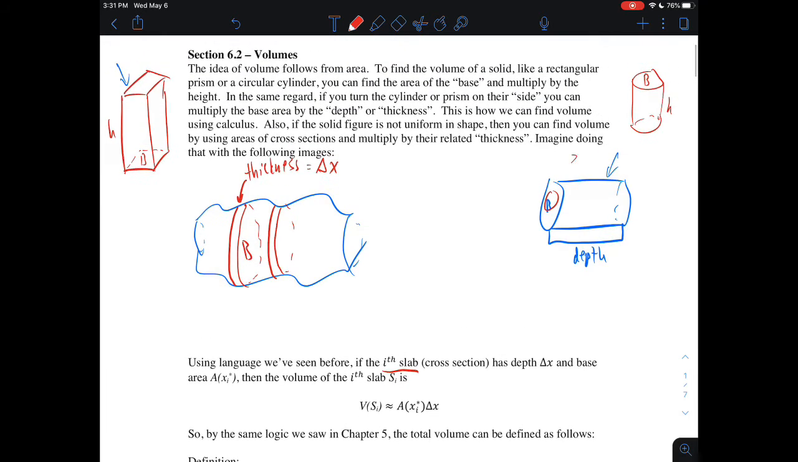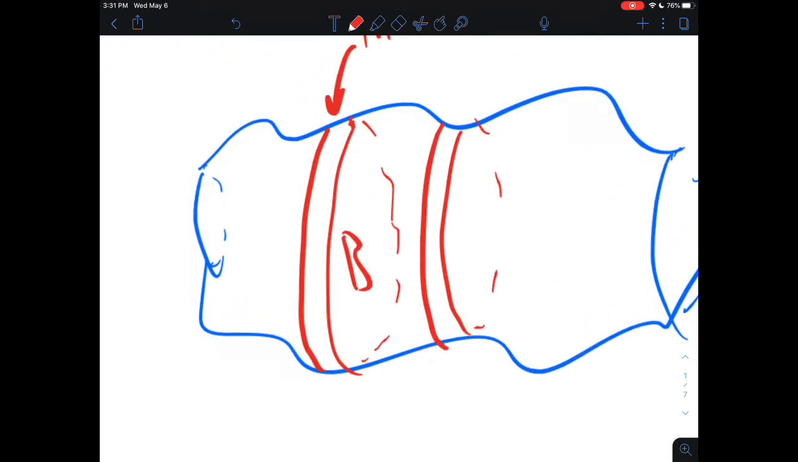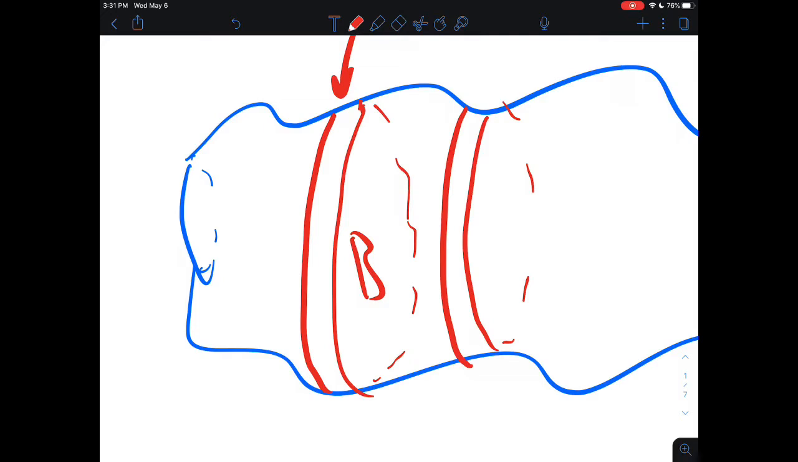Same idea as we have with the cylinder. You could take the base area of the circle and multiply by the thickness or the depth, but now you can do this with other images. And in fact, if you think about what I've drawn here on the left, technically this is really a cylinder that we're looking at, just on its side. It's just that its thickness is maybe not as wide as the can.